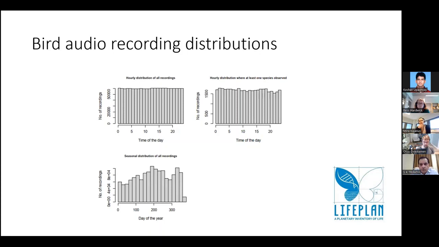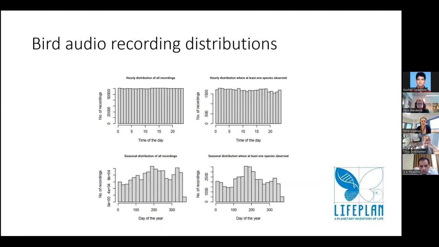And then we have a similar figure for the time of day, but now we have only recordings that have at least one species observed. So again, we can see that there's an even distribution over the time of day where at least one species was observed. And the same figure for the day of year. And here, for example, you can see the seasonal variation that over the summertime, around the 200th day of the year, you can see a bit more recordings where at least one species was observed, which is quite reasonable, for example, considering the Finnish summertime.